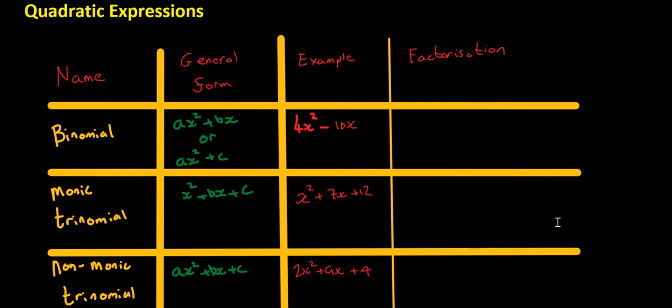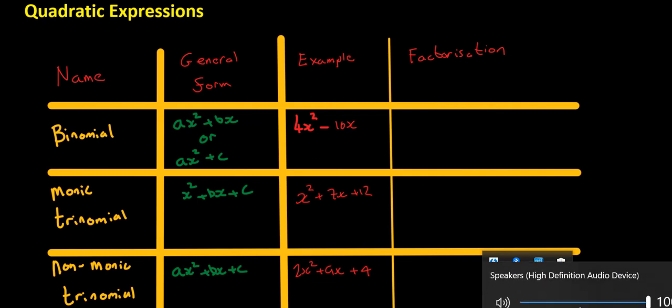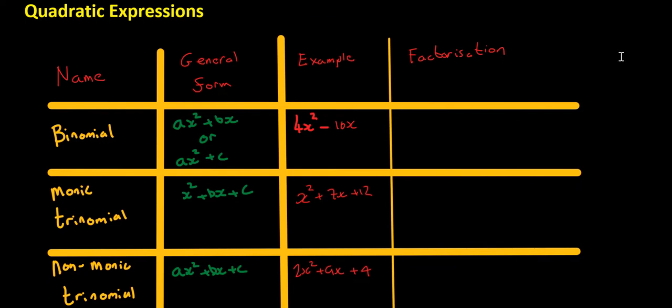This is a video on quadratic expressions, and I'm just going to outline what we mean by a quadratic. A quadratic is anything with an ax squared plus bx plus c term. This is referred to as a monic quadratic because the coefficient of x squared is 1.